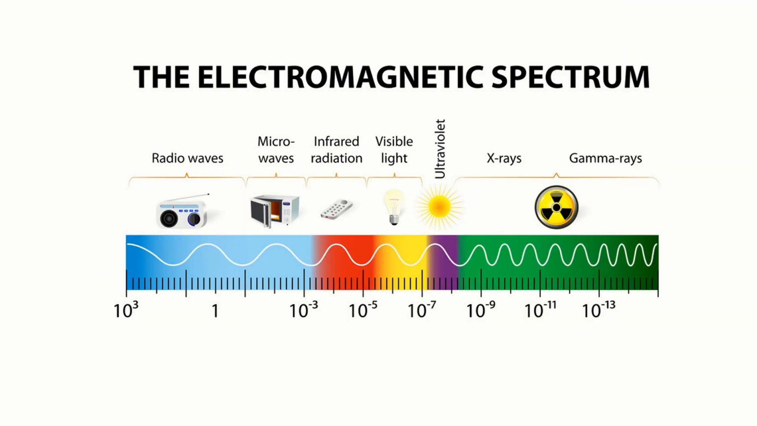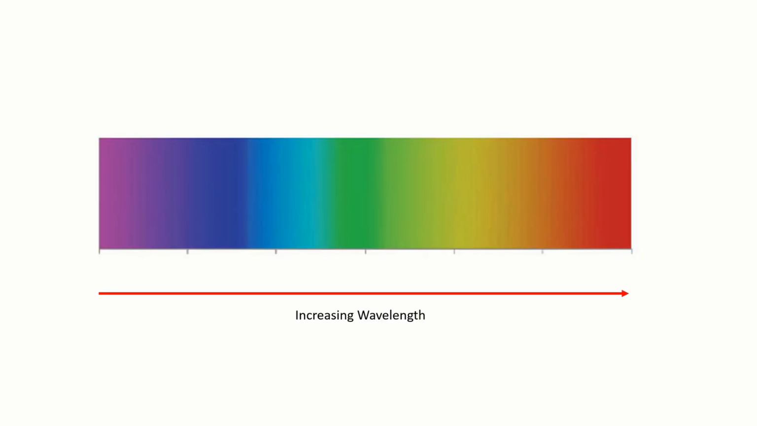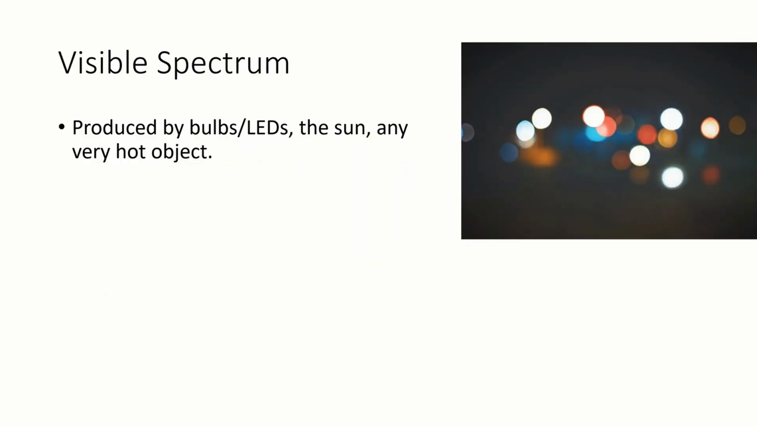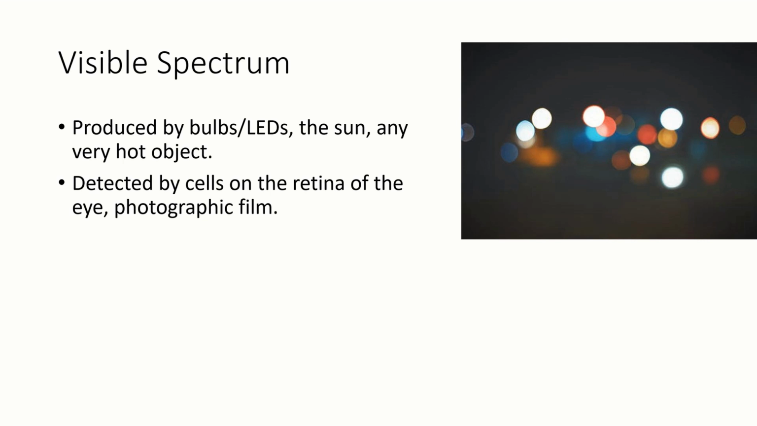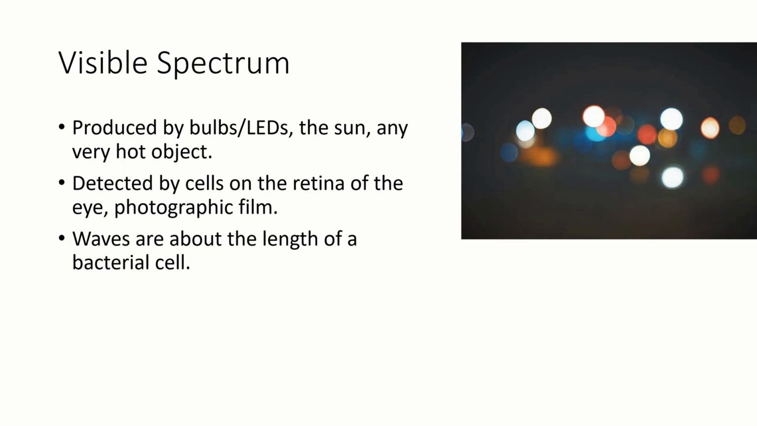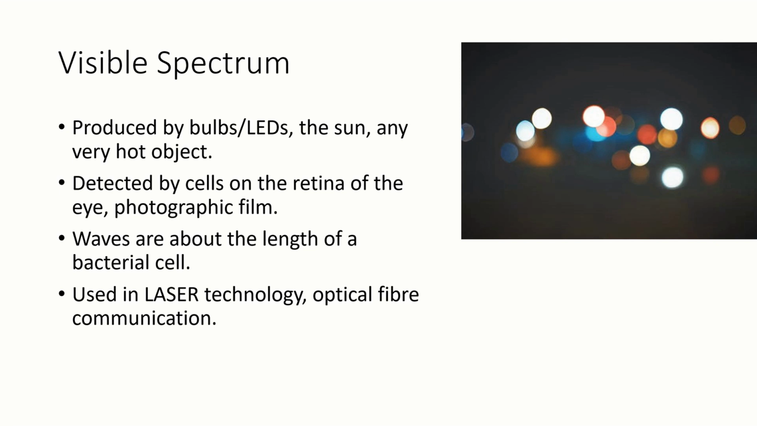Visible light. The wavelength of visible light goes from violet to red if we're going from the shortest wavelength to the longest. The wavelength of visible light is typically around 400 to 700 nanometers. Visible light is produced by bulbs or LEDs, lasers, the sun. They're detected by cells on the retina of the eye or a photographic film. The waves are very small, about the length of a bacterial cell. Visible light can be used in lasers, and again, for communication purposes through optical fibres.